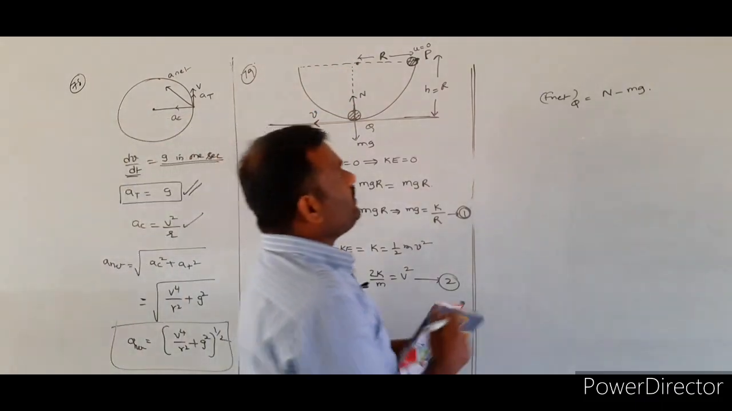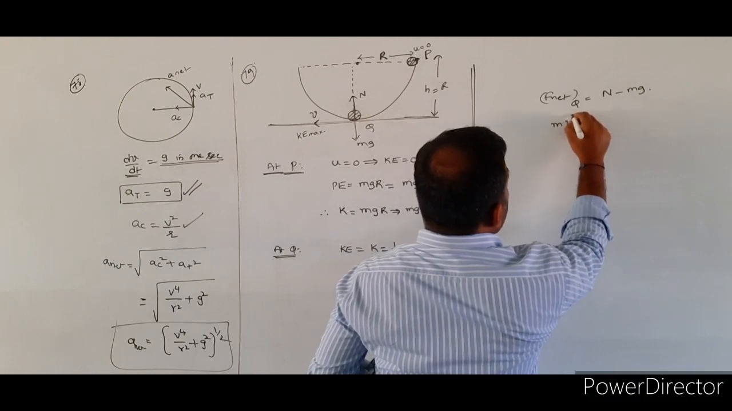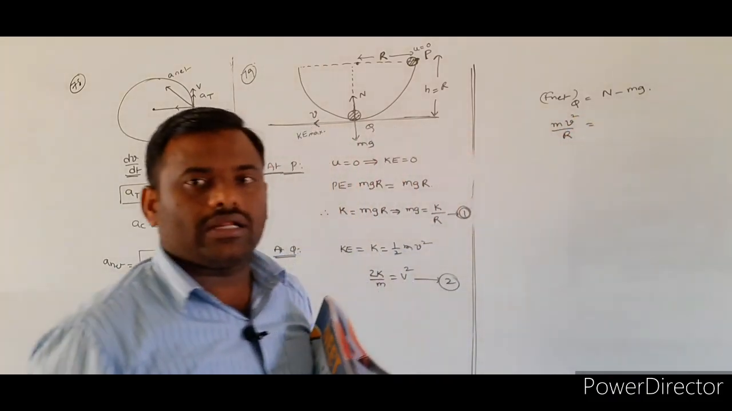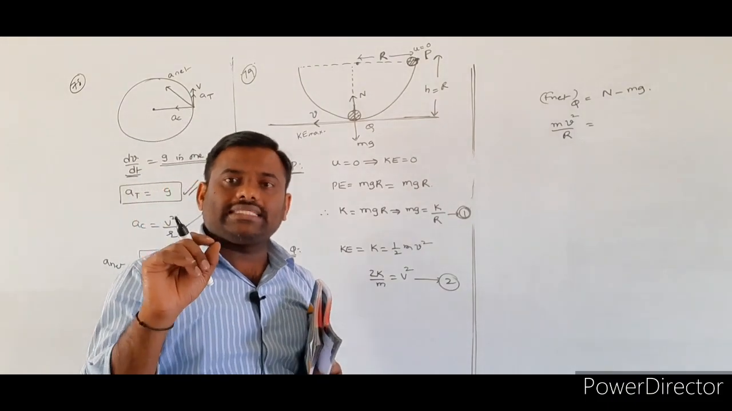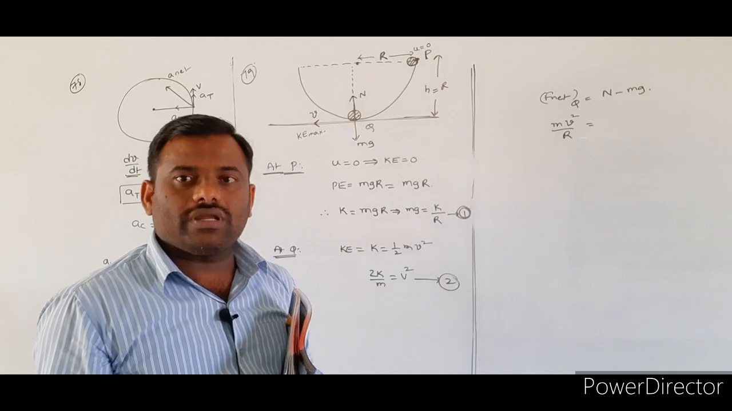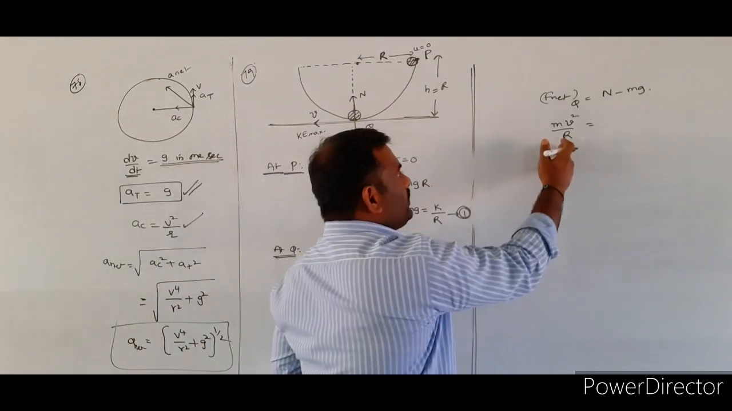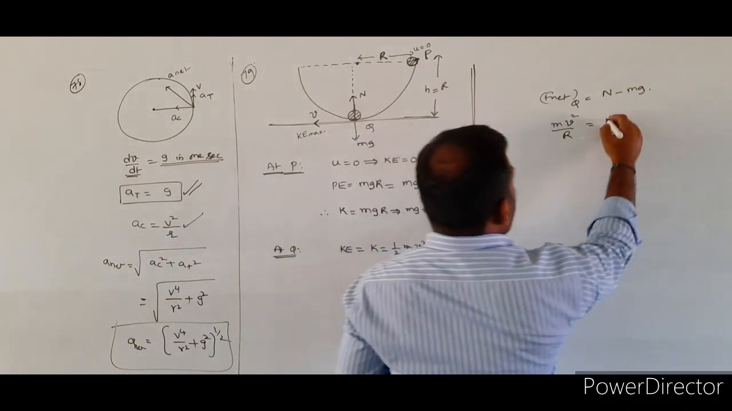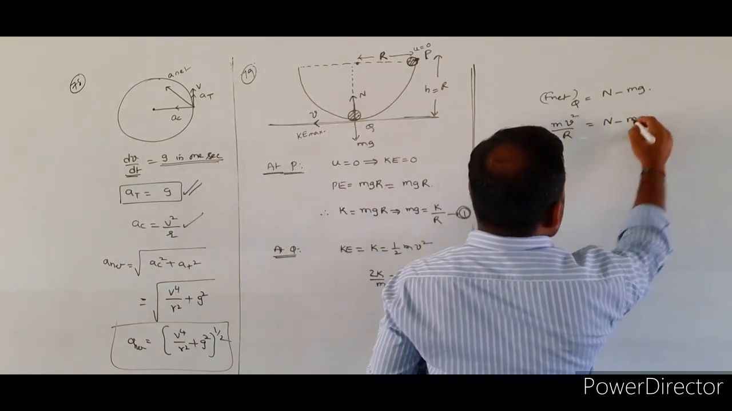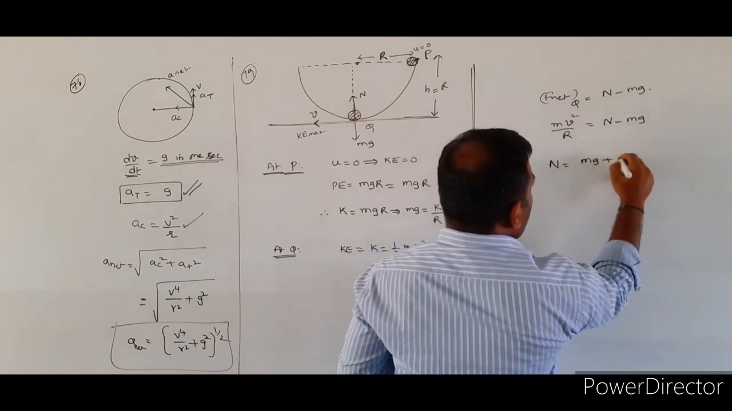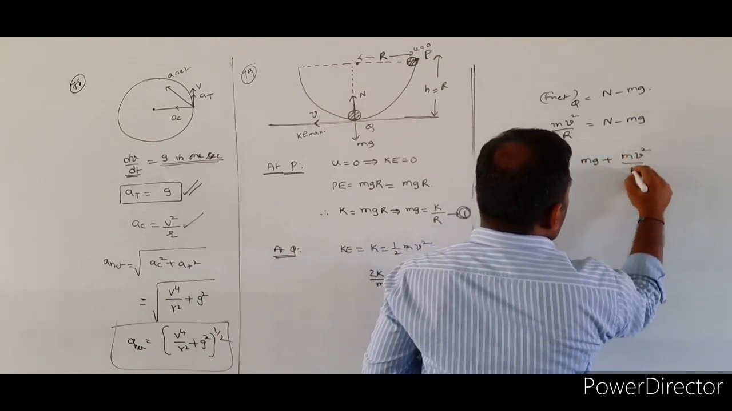And F net value is equal to mv square by capital R. Already we know that centripetal acceleration is equal to v square by r. Centripetal force is equal to mv square by capital R. Already we know that radius value is equal to capital R. So mv square by capital R is equal to N minus mg. Now we are going to calculate the N value.